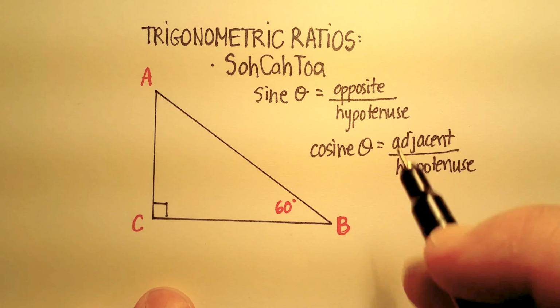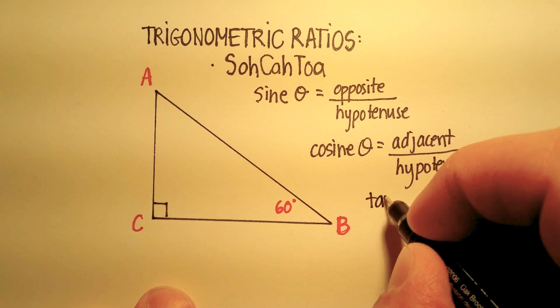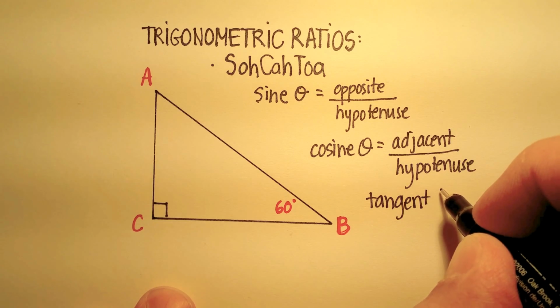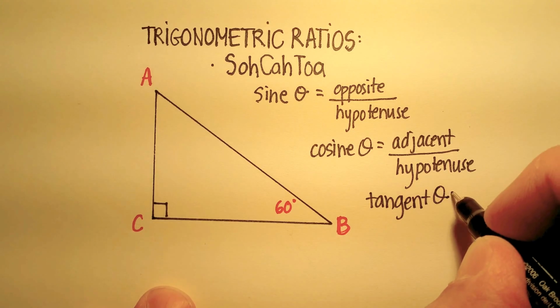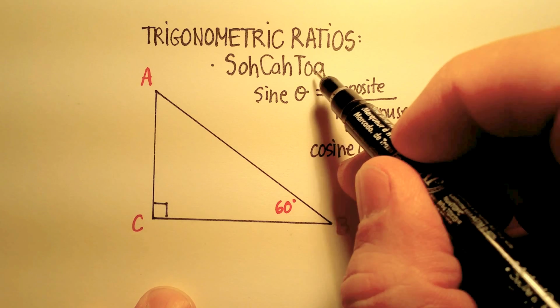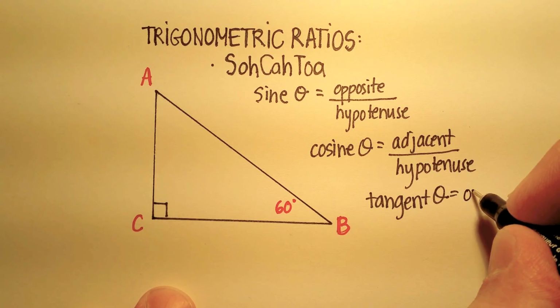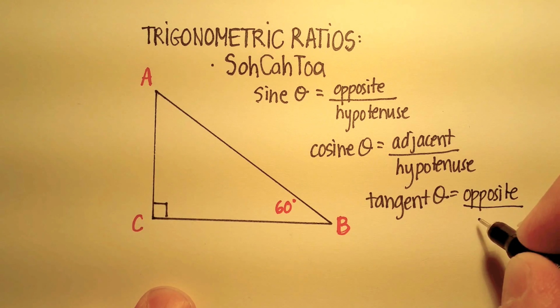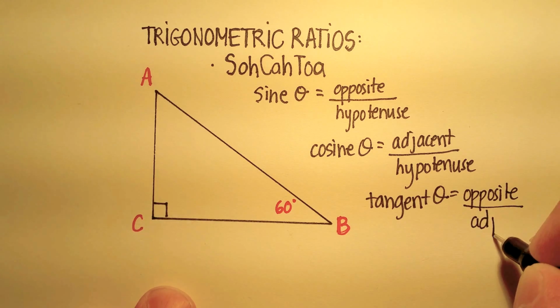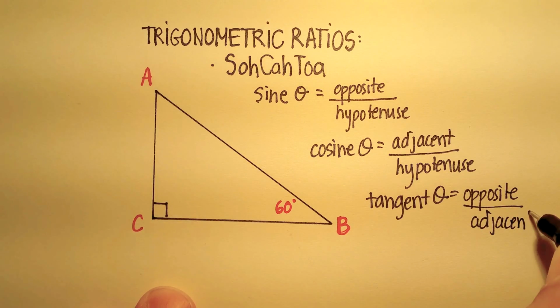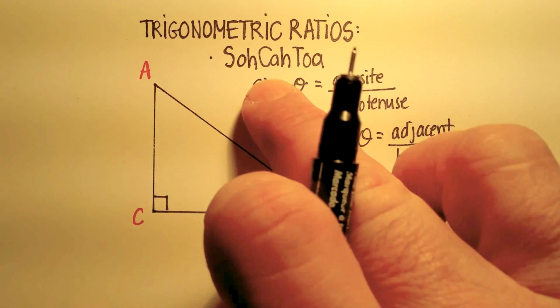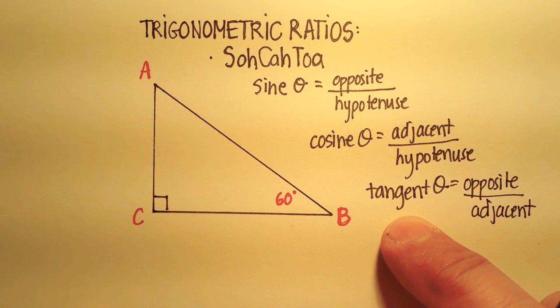And then finally, the T stands for something called the tangent. So tangent theta is equal to the opposite side over the adjacent side. Now, let me work a problem so you can see exactly what these 3 trigonometric ratios, or trig ratios, mean.